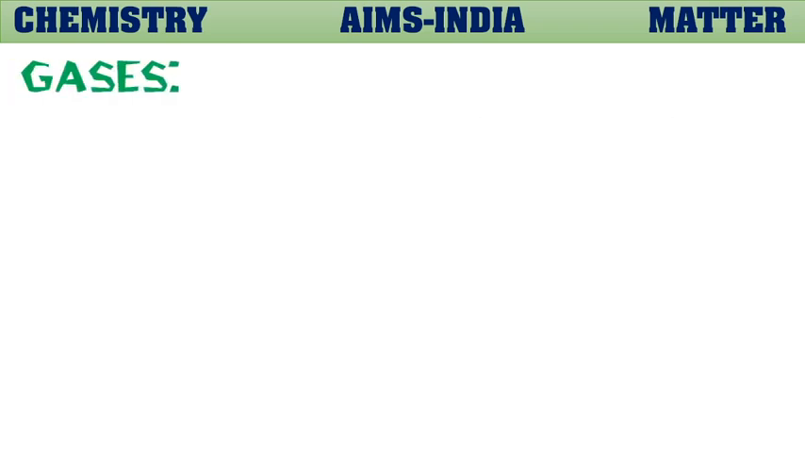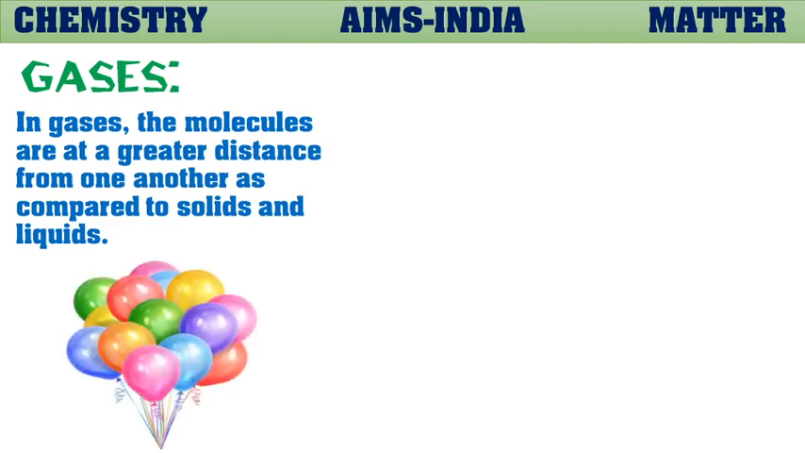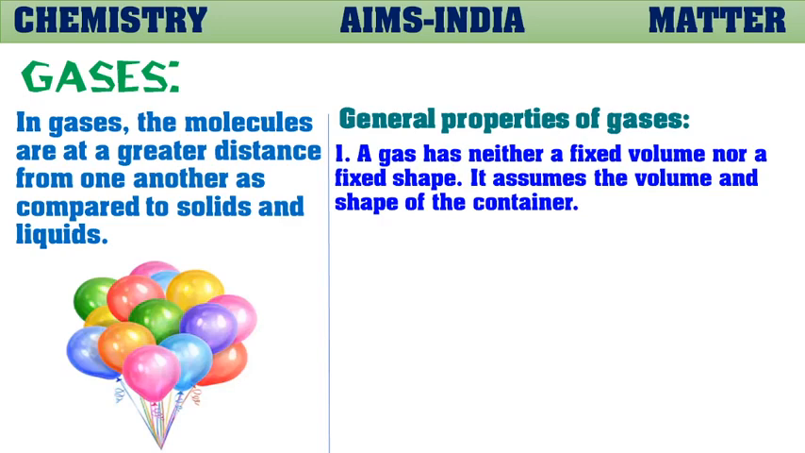Here we talk about gases. In gases, the molecules are at a greater distance from one another as compared to liquids and solids. Here we see the general properties of gases. A gas has neither a fixed volume nor a fixed shape. It assumes the volume and shape of the container in which it is kept.